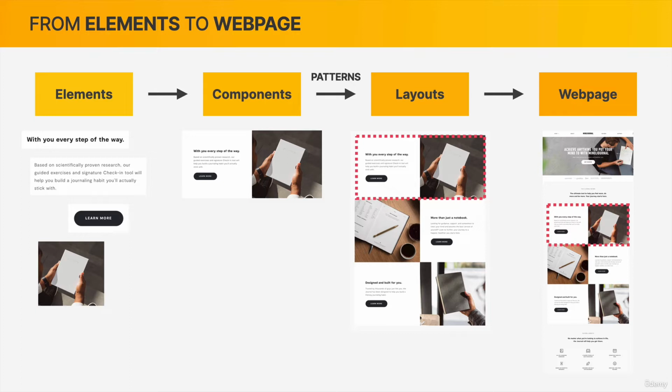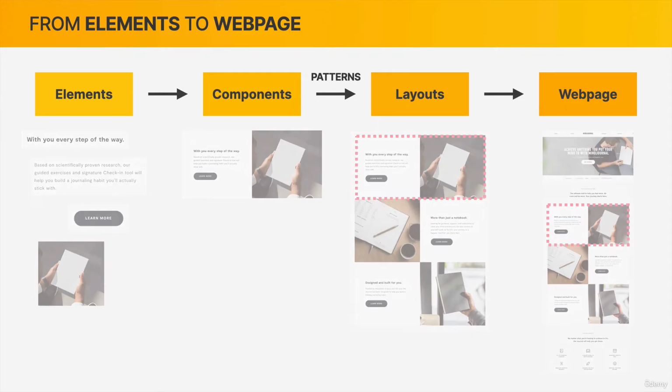So hopefully you see that there is in fact a system behind all this. So a web page is not just a bunch of random elements joined together, right? Instead, elements are organized into components, which are then organized into one or more layouts, which in the end make up a final web page. So whenever you need to start a new design from a blank page, this is how you proceed.